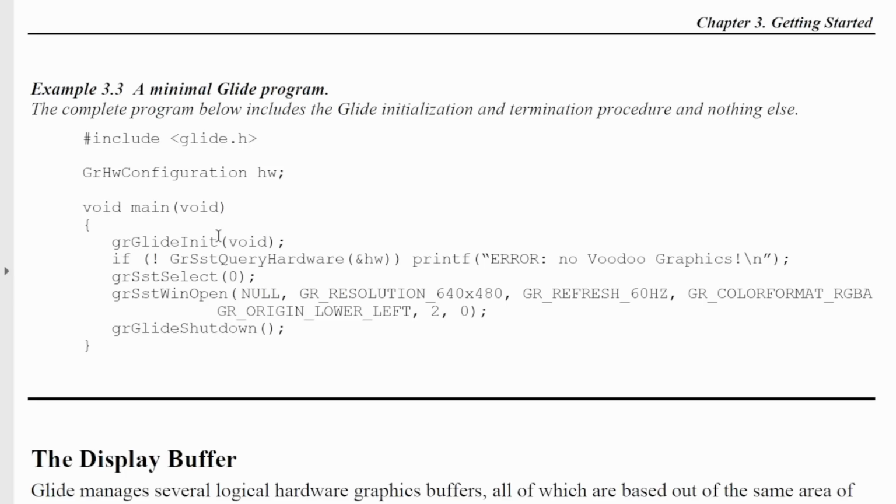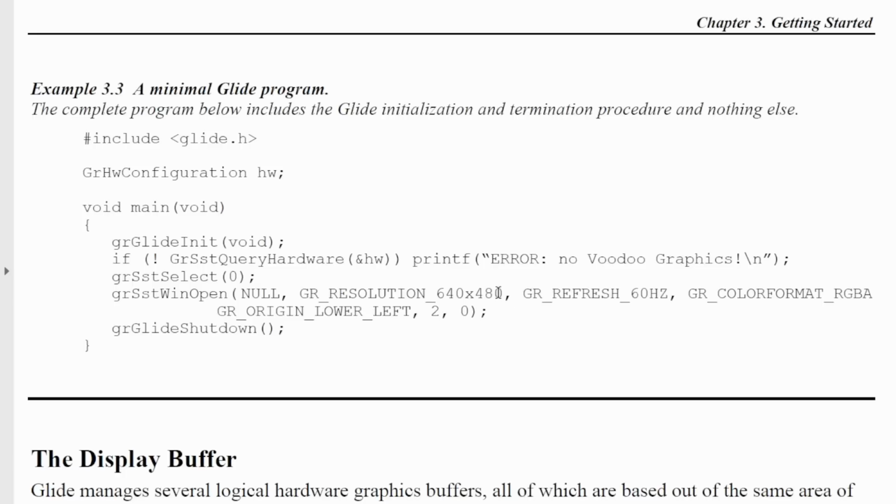So first of all, you just start up the Glide library and then you check whether there's any 3DFX hardware, and if not, then you print an error message. And then you select the first 3DFX card in the machine. Now I only have one 3DFX card, so this will be card number 0. And then we have to open a window, and this is what really starts up the 3DFX hardware and gets it ready for drawing stuff on the screen.